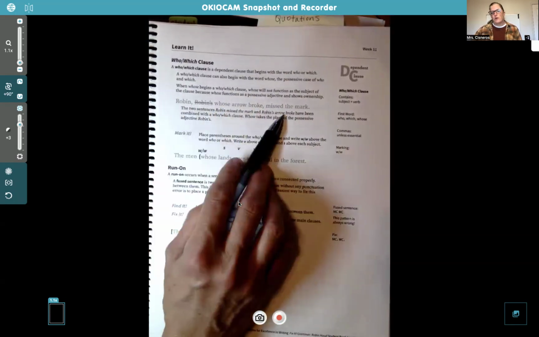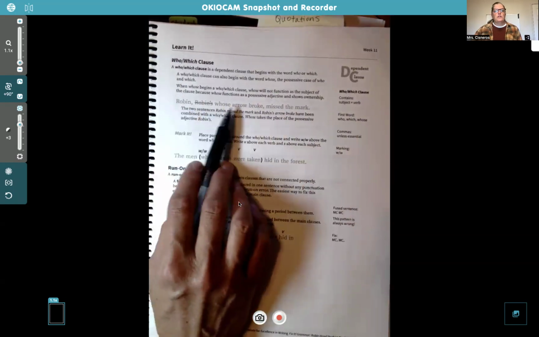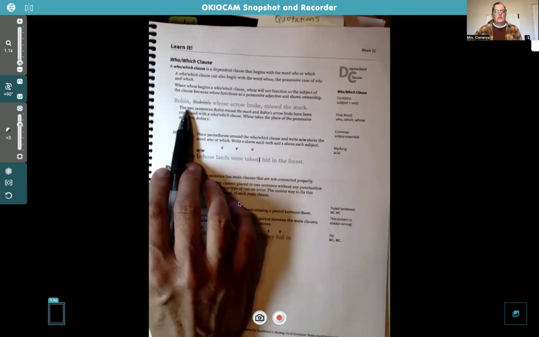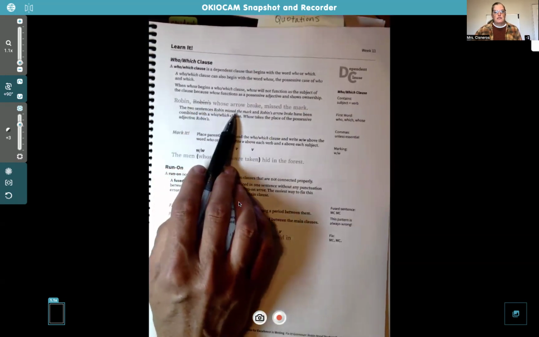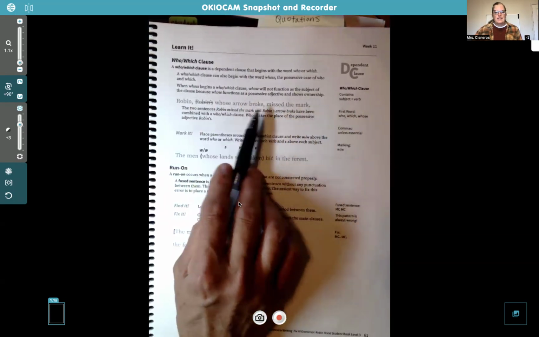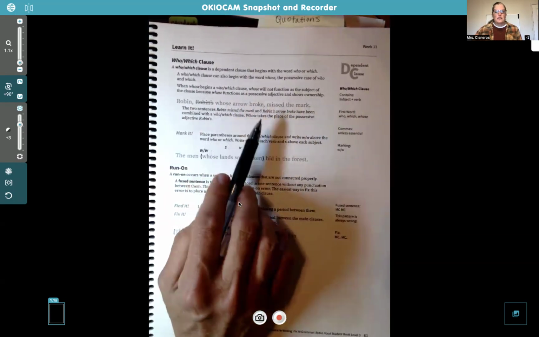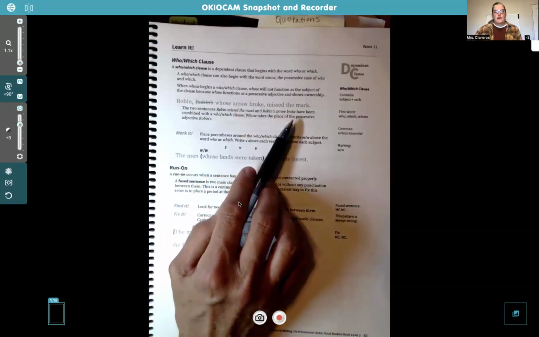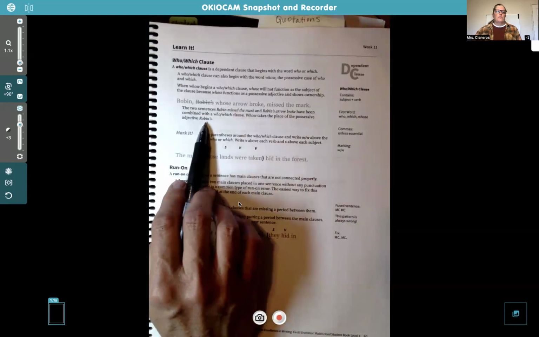So this is your example right here. Robin, whose arrow broke, missed the mark. So this used to be two sentences. Robin missed the mark and Robin's arrow broke, but they combined those two sentences and used the word whose in place of who or which. So whose takes the place of the possessive adjective Robin's.